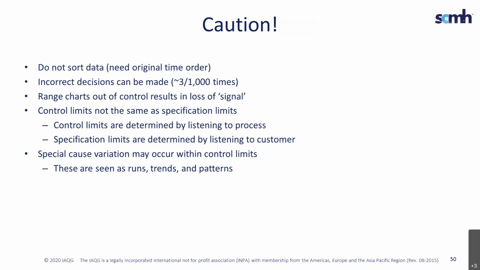Control limits are not the same as spec limits. Please remember that. One is voice of the process, one is voice of the customer. And special cause variation may occur within control limits. These are seen as runs, trends, and patterns. In other words, not only do we look at the plus minus 3 standard deviations, we always look at trends and runs to make sure if we have special cause happening.